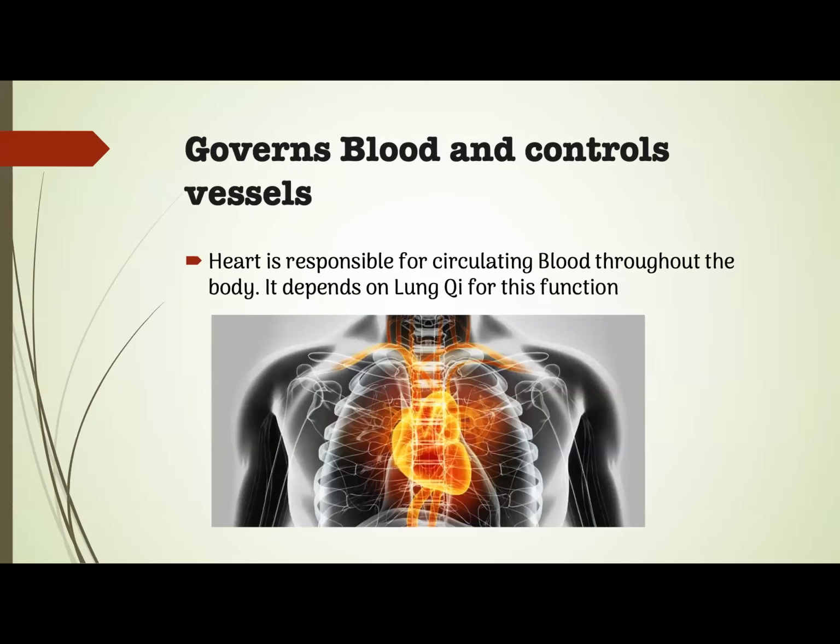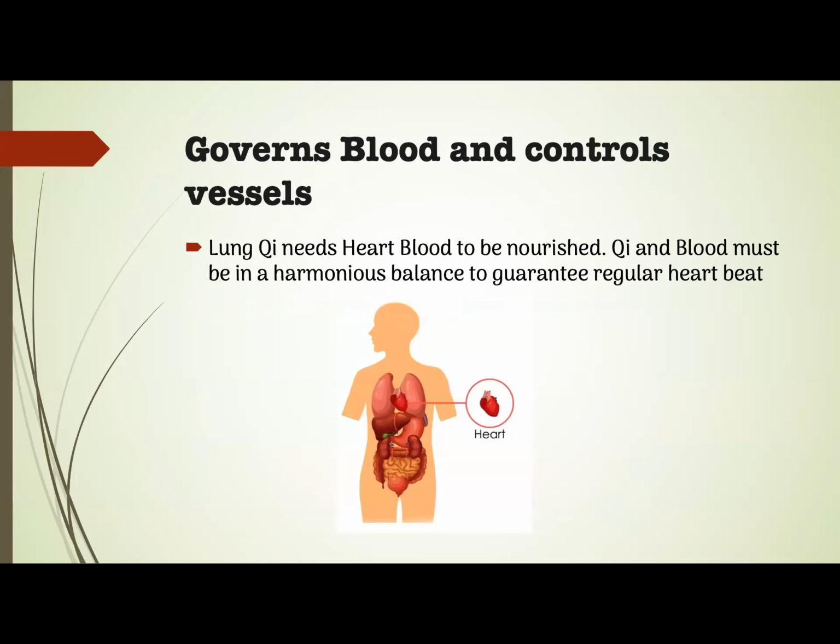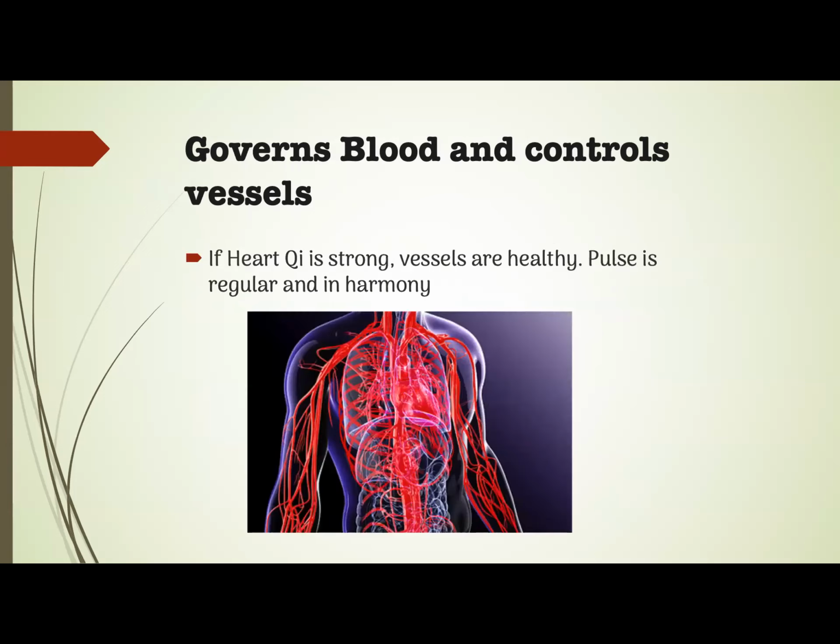It governs the blood and controls the vessels. Heart is responsible for circulating blood throughout the body. It depends on lung qi for this function. Okay? It goes together with the lungs. Lung qi needs heart blood to be nourished. Qi and blood must be in a harmonious balance to guarantee regular heartbeat. If heart qi is strong, vessels are healthy. Pulse is regular and in harmony. Okay?